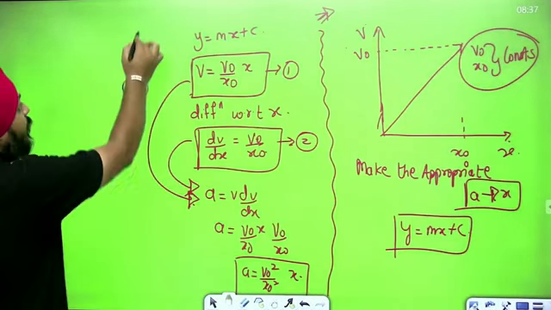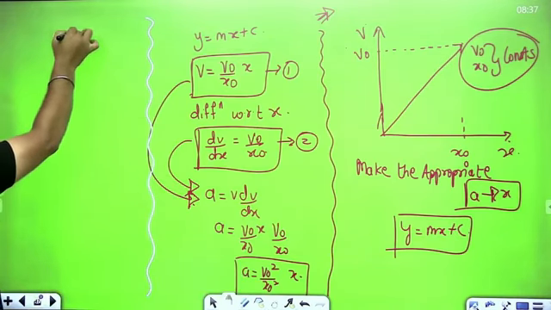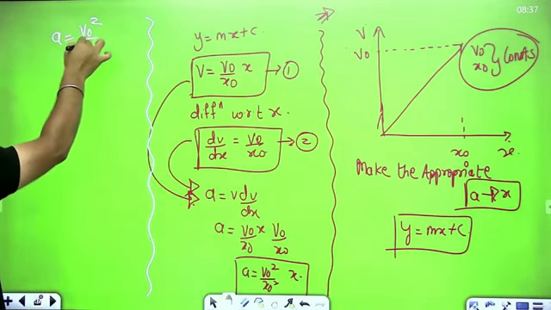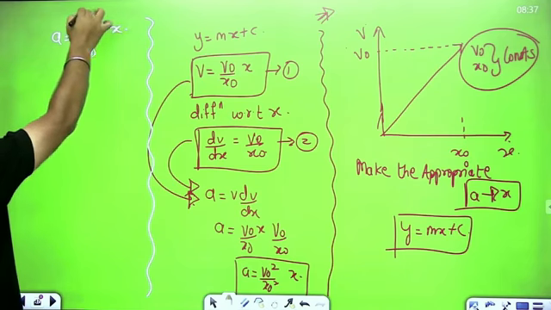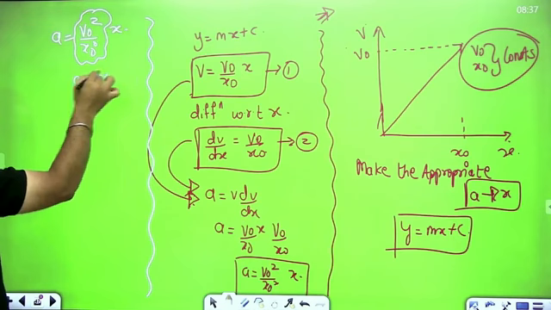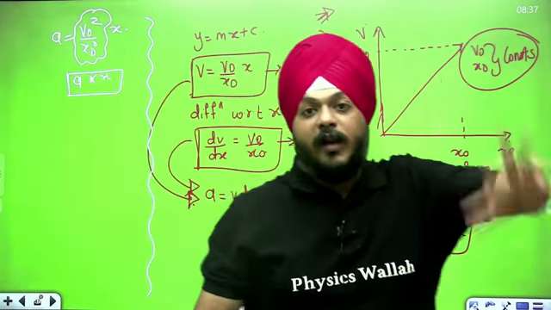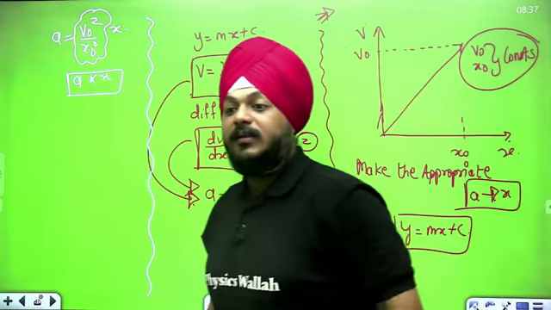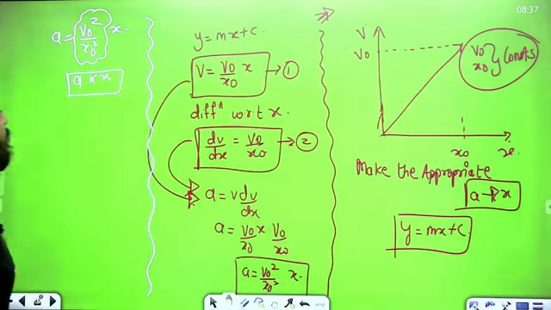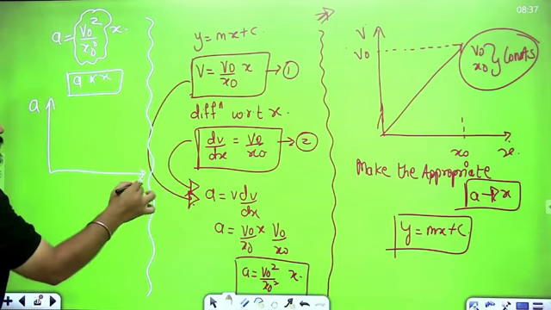We obtained the equation, just mark my words: a is equal to v0 square by x0 square into x. This is a constant term. Can I say a is directly proportional to x? It means it is a graph of a straight line with zero intercept, just the slopes are different. This is a versus x.